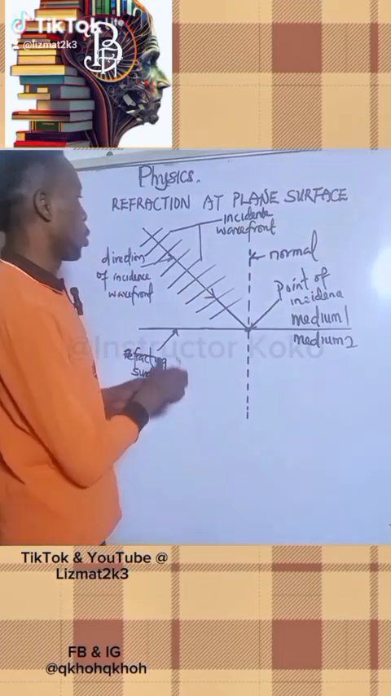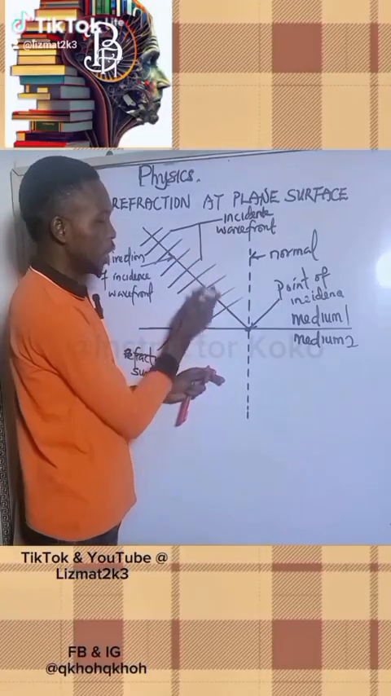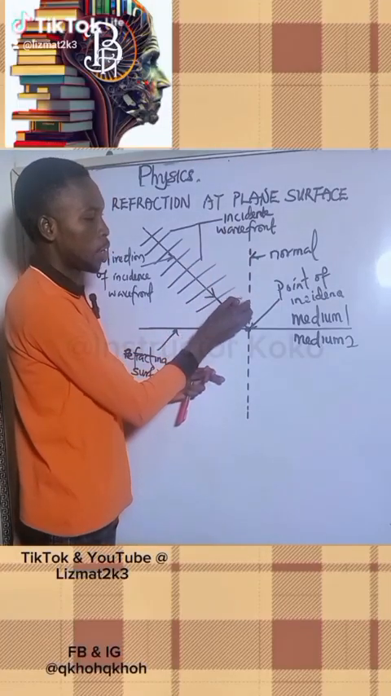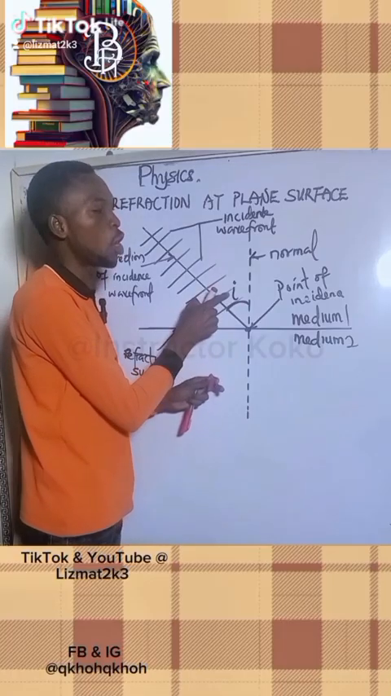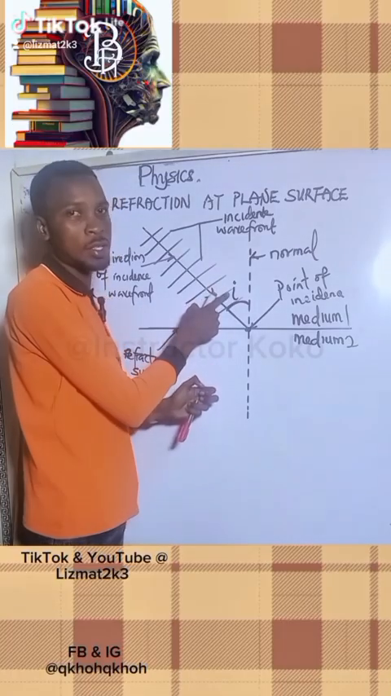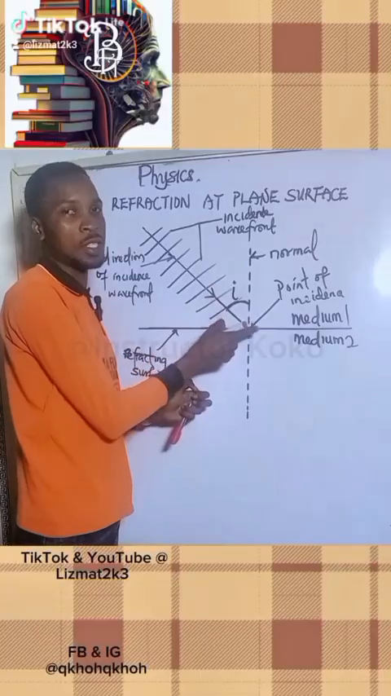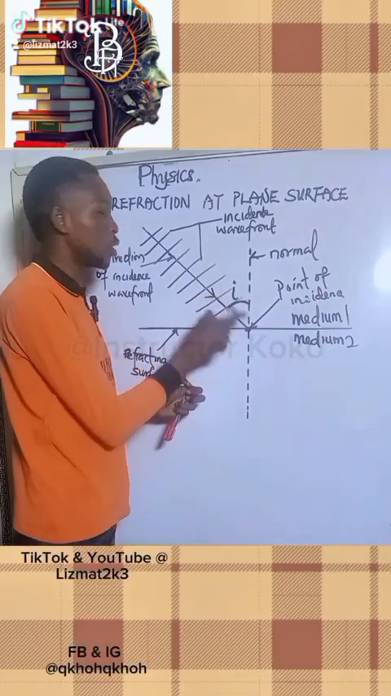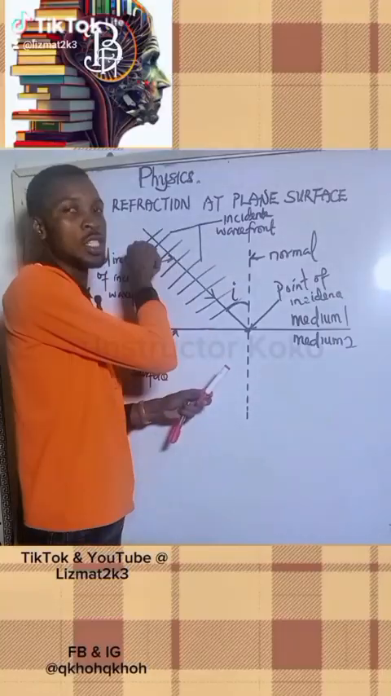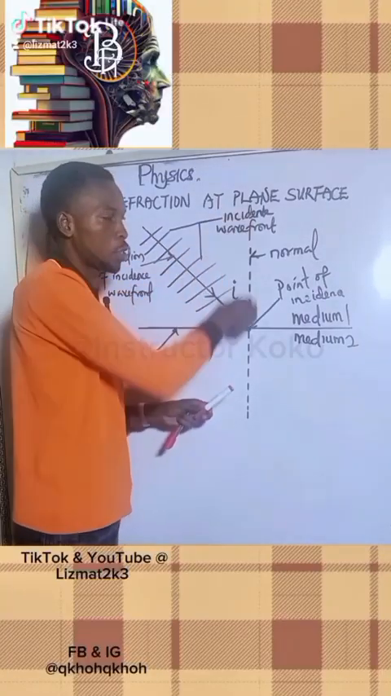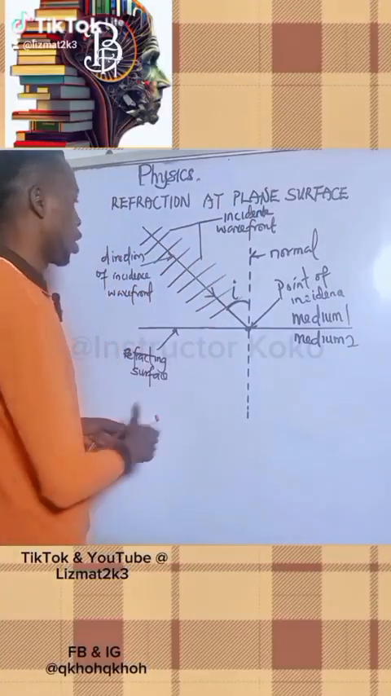Right. Now, the angle between the incident wavefront and the normal is called angle of incidence. It's called the what? Angle of incidence. So this is the angle that is formed between the incident wavefront and the normal. Okay, let's move on.